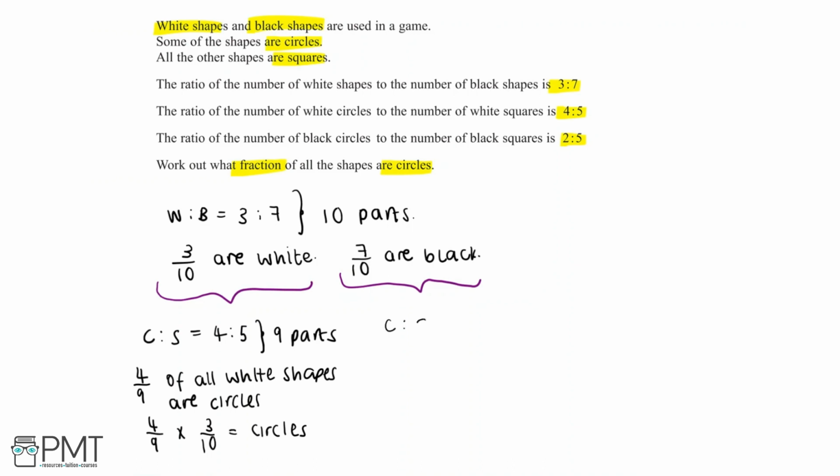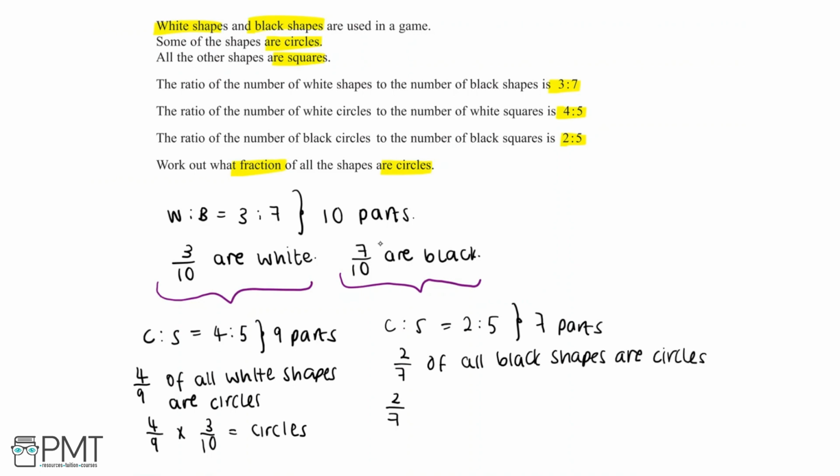We say circles to squares is equal to 2 to 5. There are a total of 2 plus 5, which is 7 parts. And then we can say that 2 out of 7 of all the black shapes are circles. So now we can say that 2 over 7 multiplied by 7 out of 10, because 7 out of 10 of the shapes are black, are equal to circles. So now we can clarify over here that these circles are white and these circles are black.